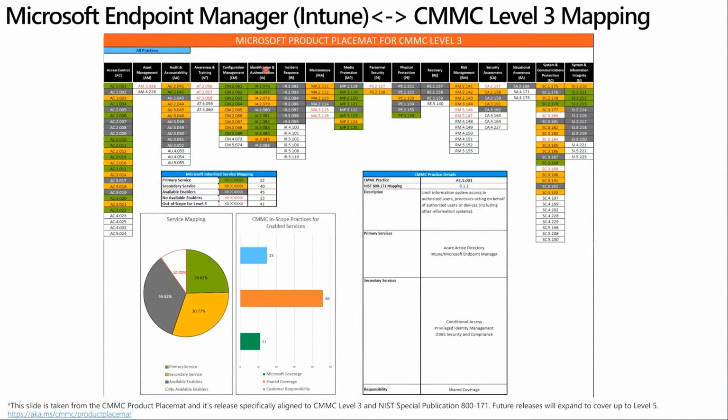Okay, CMMC, let's talk about it. Using the product Placemat, and I filter on Microsoft Endpoint Manager, you can see here the CMMC Level 3 mapping to the different practice areas. And green means it's built into Microsoft Endpoint Manager or Azure Active Directory. It's a primary service. And then if it's yellow, it's a secondary service, which means it's part of conditional access, privileged identity management, or just part of Office 365 security and compliance. And then if it's red or clear, it's out of scope. So keep this in mind. But this is how we map Microsoft Endpoint Manager to CMMC.